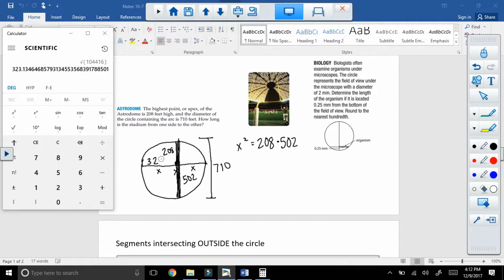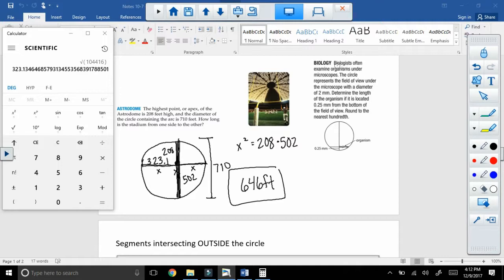So if this part is 323.1 feet, or you can just say about 323, the whole way across at this point would be 646 feet, because both of those are the same, because that apex is right in the middle.